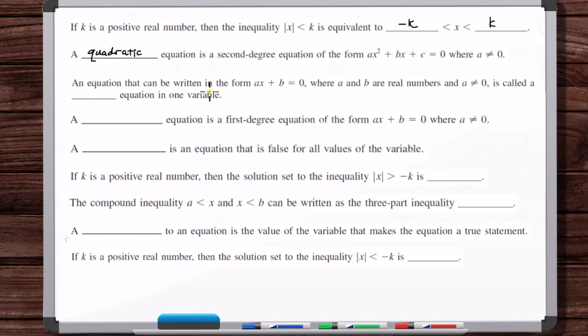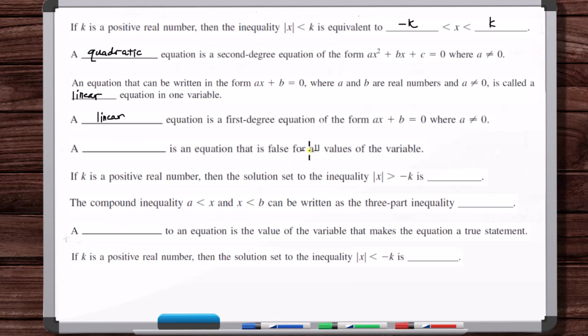An equation that can be written in the form ax plus b is equal to 0, where a and b are real numbers and a is not equal to 0, is called a linear equation in one variable. A blank equation is a first degree equation of the form ax plus b is equal to 0, where a is not equal to 0: a linear equation.